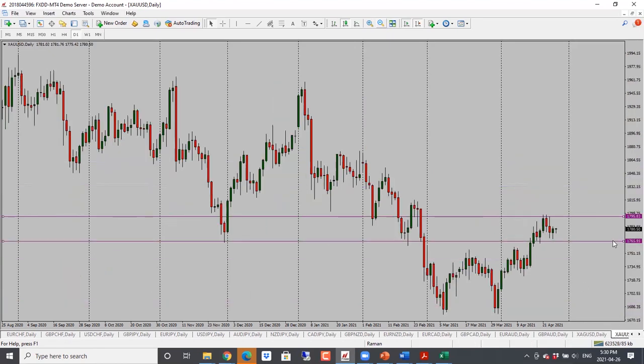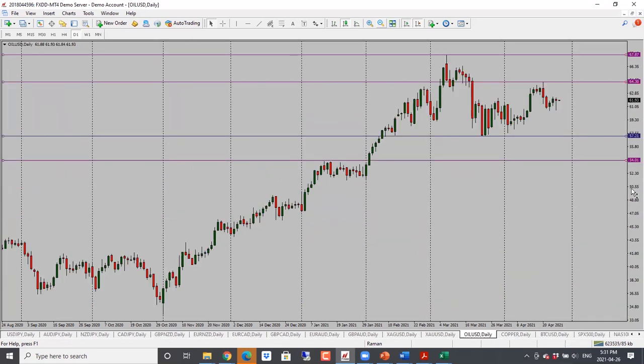Gold here, same thing here. Gold has been sideways here for a bit. We do see a rejection of the support, which means we can see a move towards 1795, back towards the top of the range. So neutral to bullish bias here for gold.